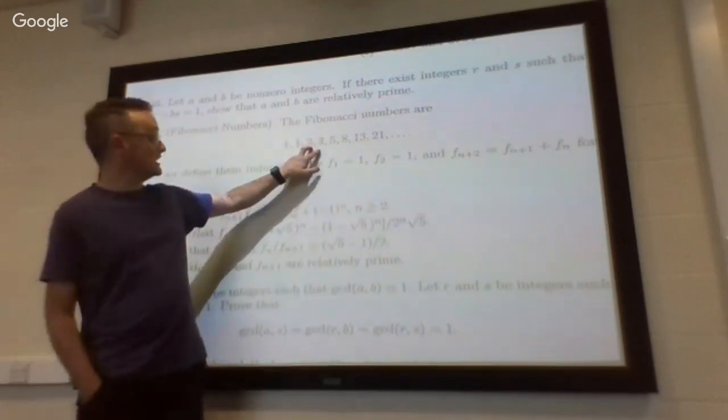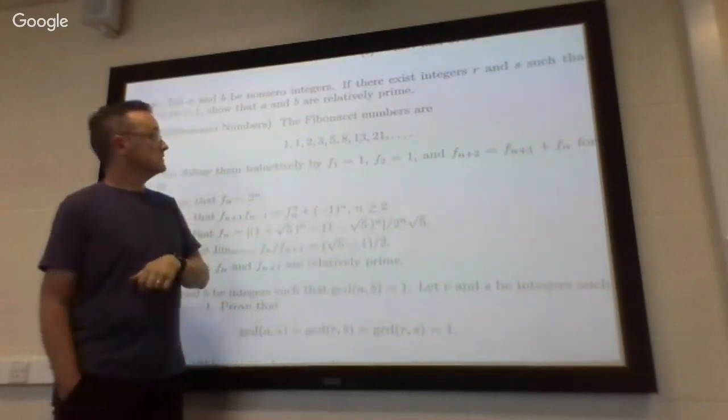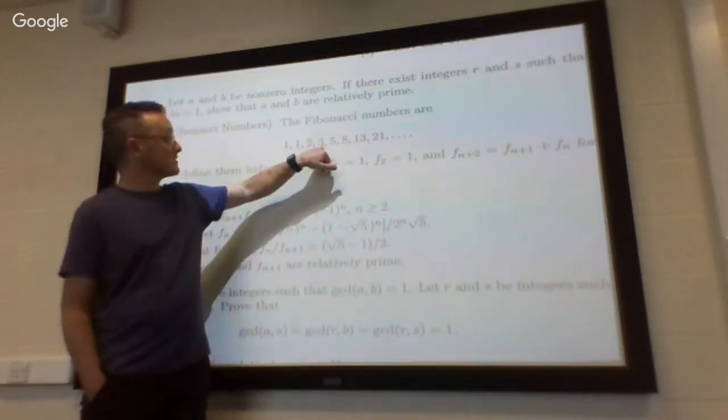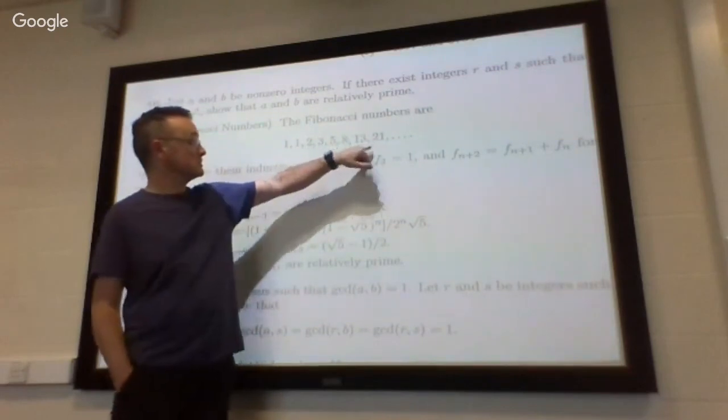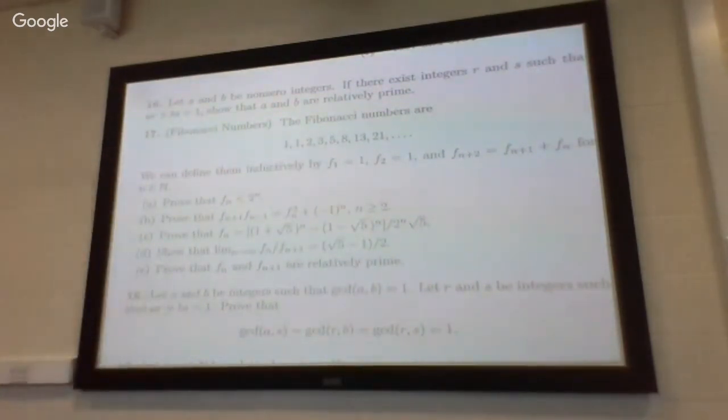So you never have an even one beside another even. Within those set of numbers. And although there's multiples of 3 and 21, they're not beside each other. Because it's talking about Fn and Fn plus 1. Right. That somewhat helps.